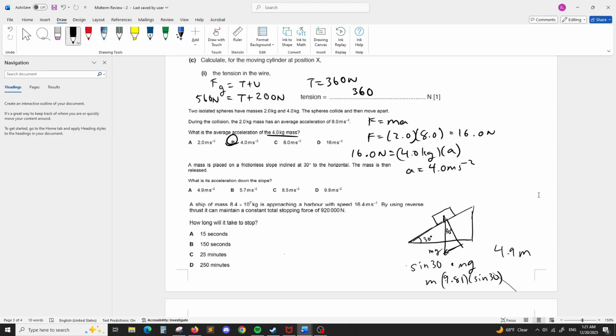But, yeah. So, this is the force of it going down, right? So, recall that in the previous problem too, F equals ma, right? We know our force is going to be 4.9 m, and that's going to be equal to ma, and then m is going to cancel out, and we get 4.9 is equal to a.